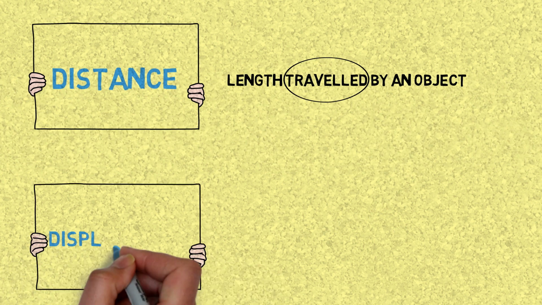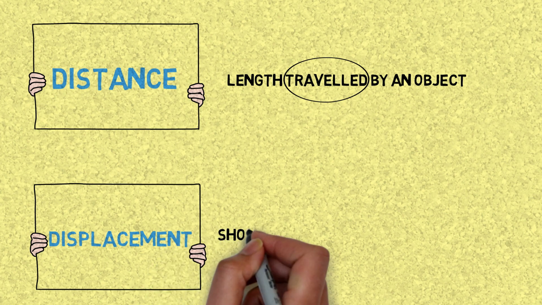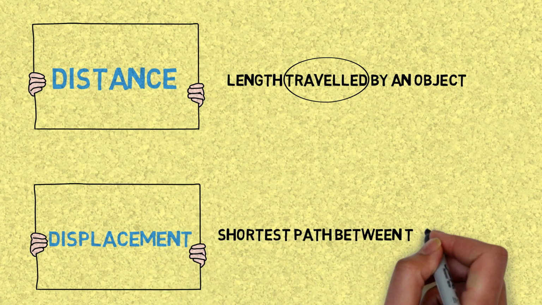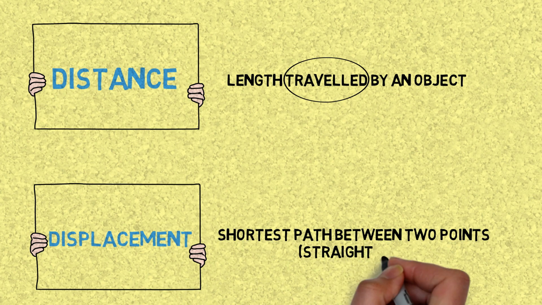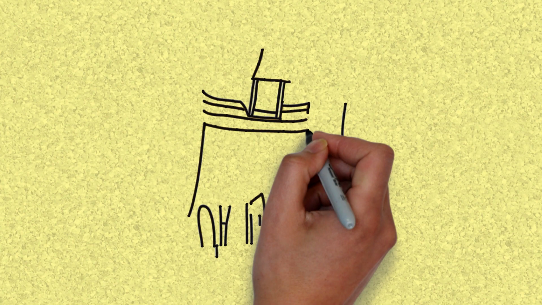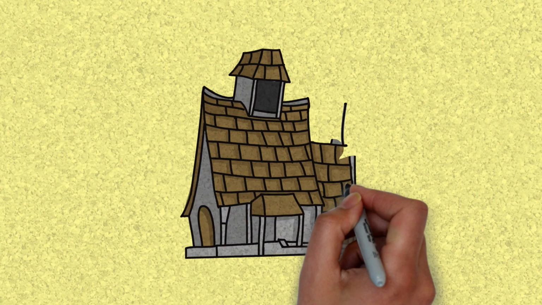Let's look at displacement now. It is the shortest path between two points, with no regard to how much you have to travel to get there. This is usually just a straight line because displacement is a vector. Now let's make that more clear with some examples and it'll be much more concrete and solid.